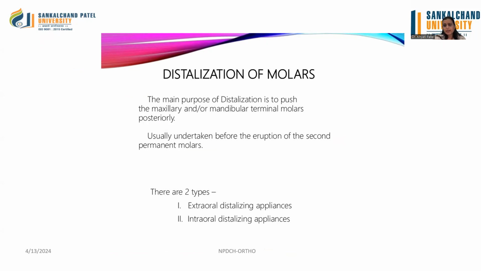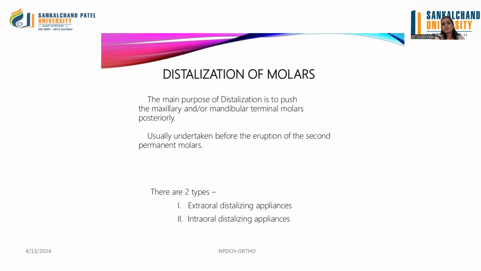Now comes the distalization of the molar. The main purpose of distalization is to push the maxillary and mandibular terminal molars posteriorly. If we see a class 2 division 1 malocclusion, normally we see the molar relation is class 2, but if we see the face, there is not much proclination. So we want to retract the maxilla without doing extraction. In those types of cases, distalization of the molar is required. This is a difficult one, but we can correct that if we select the proper mechanics and proper age group.